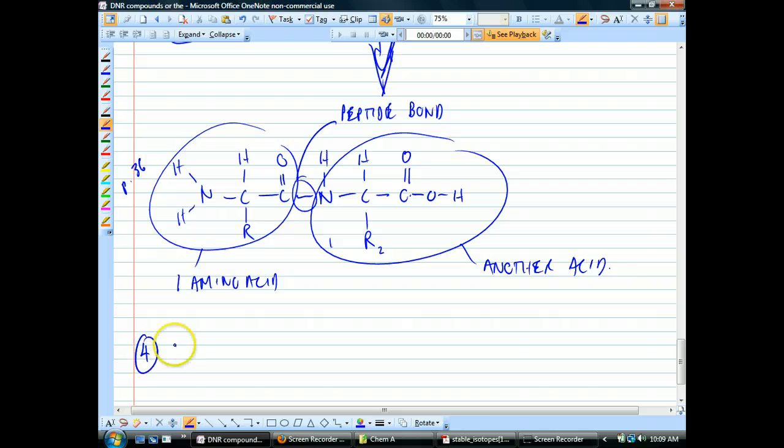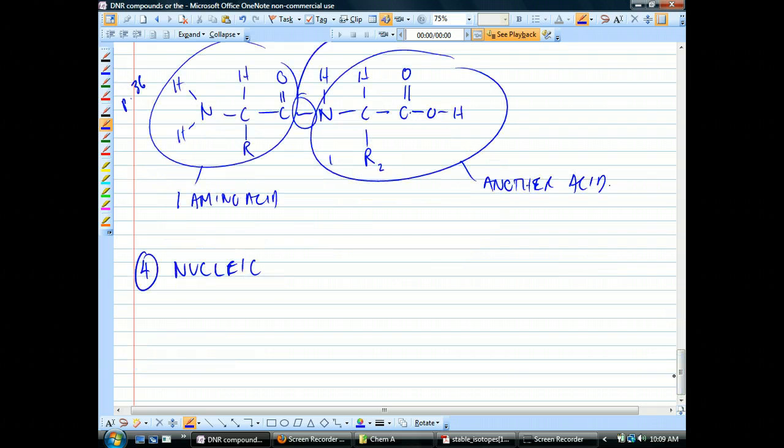Last one for you folks is nucleic acids. And I'm going to give you a few minutes to work on your assignments from yesterday. Nucleic acids I'm not going to spend a lot of time on right now because we're going to spend a whole chapter on them. This is DNA and RNA.